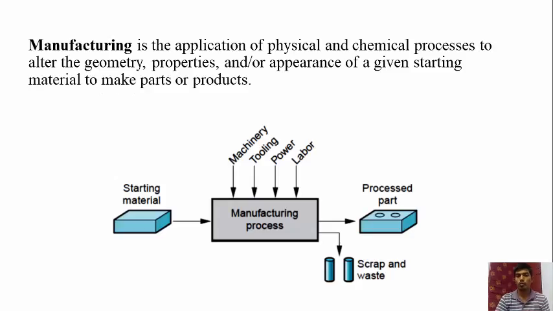Okay, manufacturing. What is manufacturing? Manufacturing is just an application of physical or chemical process to alter the geometry, properties or appearance of a given starting material to make parts or products. We can see from the diagram that a starting material is used, and many forces are applied on the starting material to change its shape, property and geometry to make it appear as a new part. So the whole process from the starting material to the final product is called manufacturing.